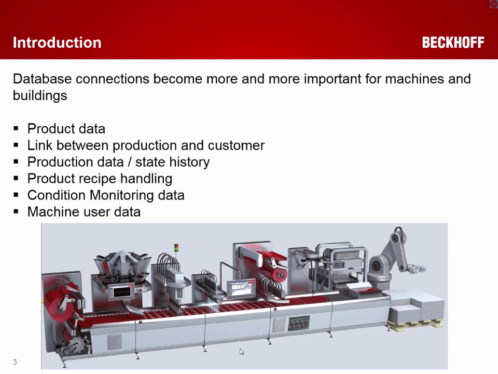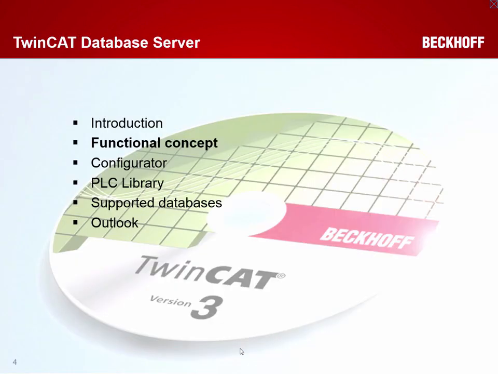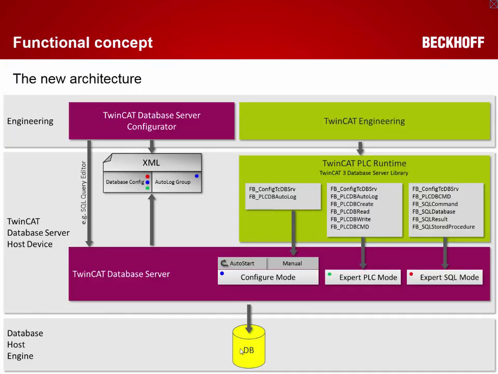And our answer, so that you, our customer, can realize your applications, is the TwinCAT Database Server. We will see this now first in the functional concept. We have a configurator part for the TwinCAT Database Server. Here I can configure all the database connections, and then I can generate the configuration file. It is an XML-based configuration file. And then I can read this configuration file on the runtime system with our TwinCAT Database Server.